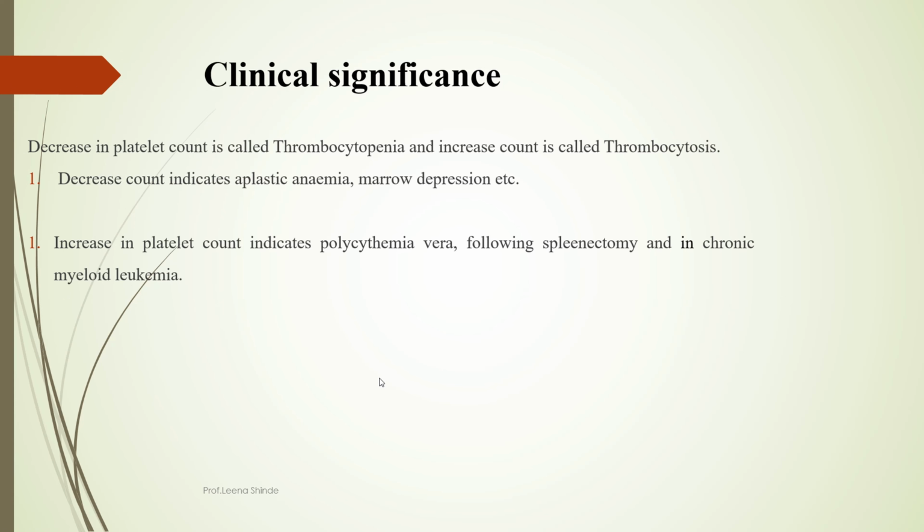Clinical significance. When platelet count is decreased, it is known as thrombocytopenia. When it is increased, it is known as thrombocytosis. A decreased count indicates aplastic anemia and marrow depression, and an increase in platelet count is seen in polycythemia vera, splenectomy, and chronic myeloid leukemia. Thank you.